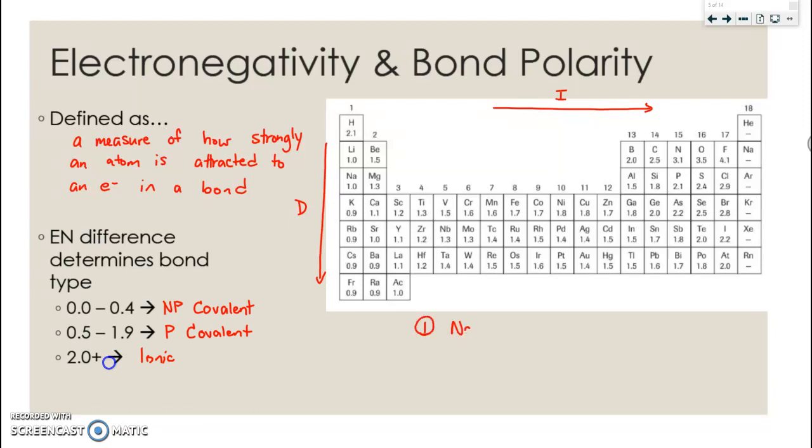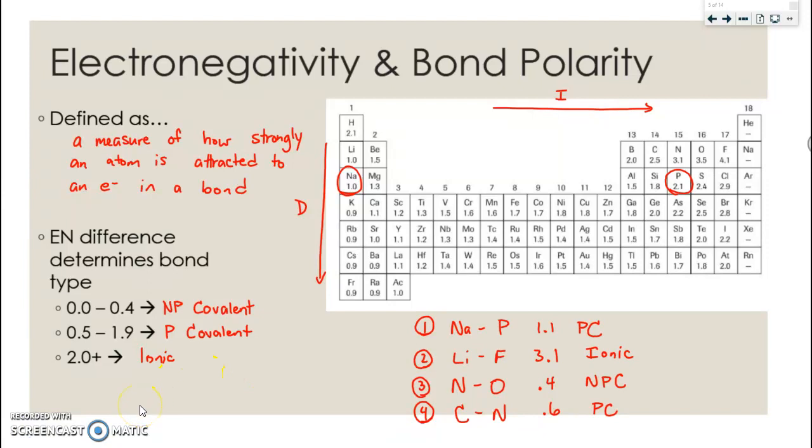So for example, if we wanted to determine the type of bond that exists between Na and P, we would find P, and we would find Na, find their difference, so 2.1 minus 1, I get 1.1, and I would label this as a polar covalent bond. Please try these next 3 examples, and then we will go over them. Pause the video at this time.